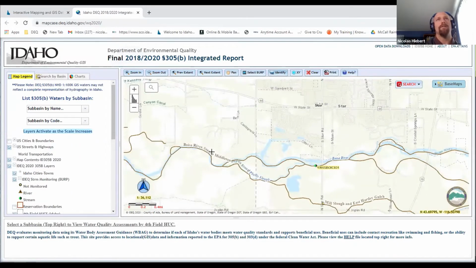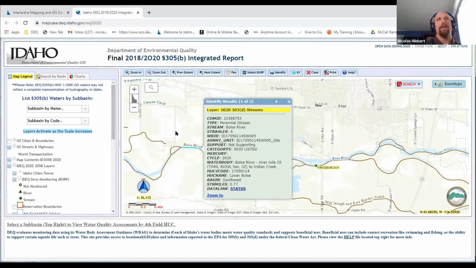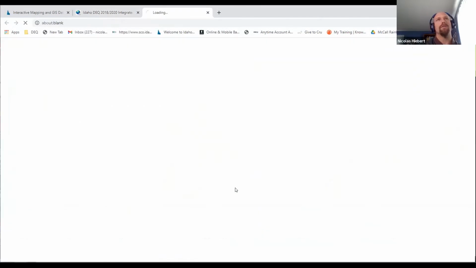And if we click identify, this little button here, we can come down and click on the section of stream that your project is going to improve. It's going to pull up this little tab here, which gives you some information on this section of the stream. Where you're going to find all the information is under the status data link. And this is going to pull up another window.